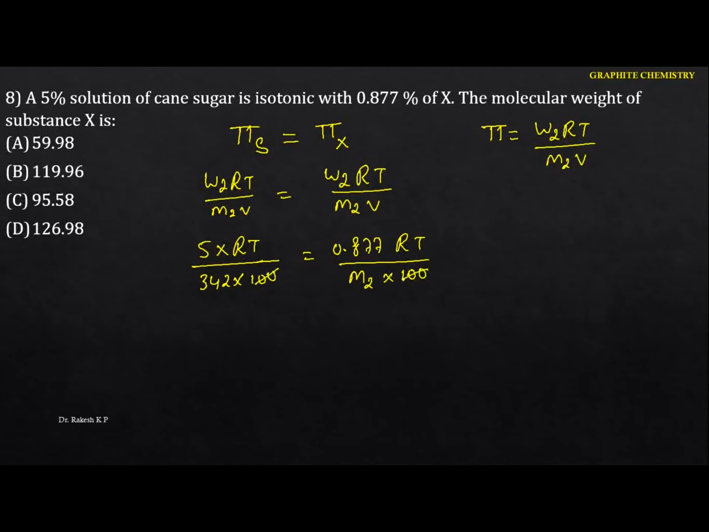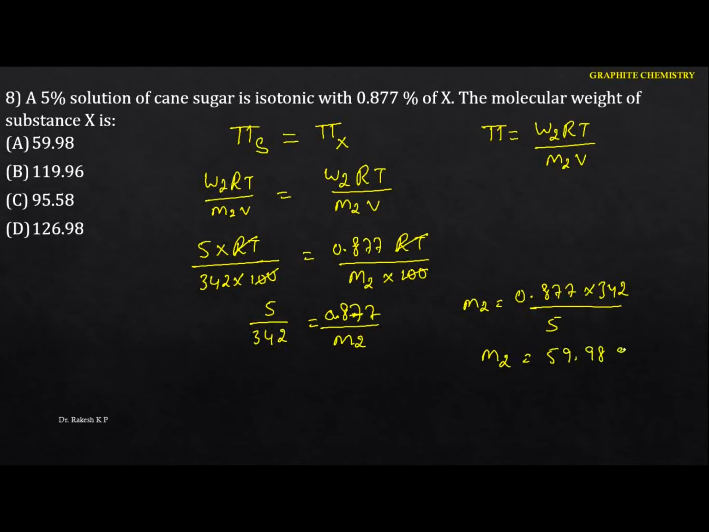But here this gets cancelled. RT also gets cancelled. The remaining is 5 by 342, which is equal to 0.877 divided by M2. And finally what you have to calculate is M2. That means M2 is equal to 0.877 into 342, divided by 5. So the M2 value becomes 59.98 gram per mole. This is the value you are going to get. Hence in this case the option is A.